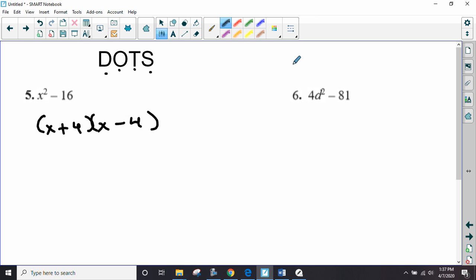Now, if we look here, both of these are perfect squares. It's still a difference of two squares problem. It's not a GCF problem and then a difference of two squares. So, square root of 4 is 2. Remember, a plus and a minus. Square root of 81 is 9. There we go.